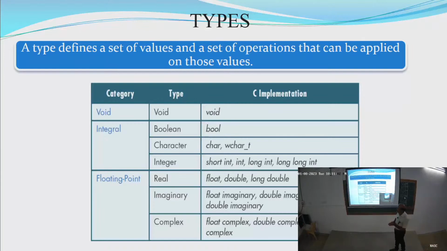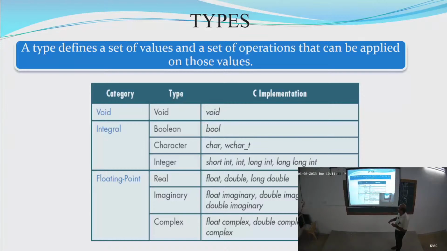And next is the integral category which has three types: Boolean, character and integer. The C implementation of Boolean is bool, and we have to write it in small letters. That is the keyword bool. And character means char and wchar_t. And integer means short int, long int, int, and long long int is also available, which is mentioned in the format specifier as percent llu.